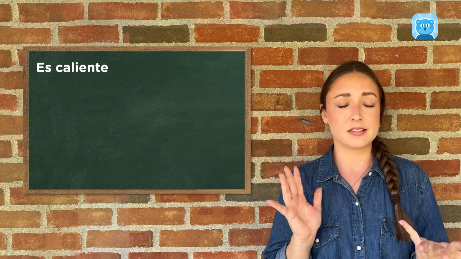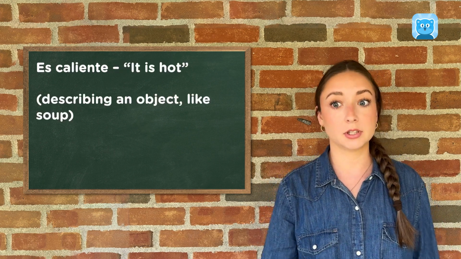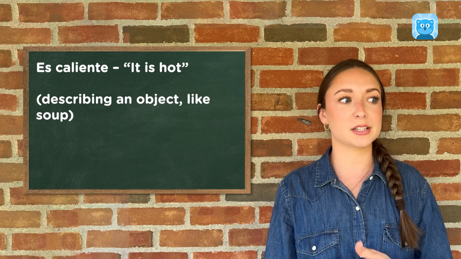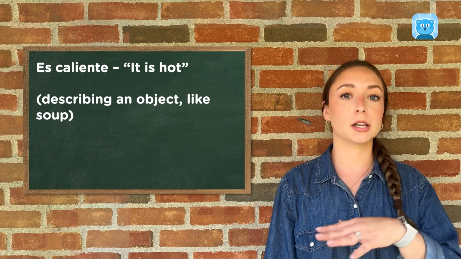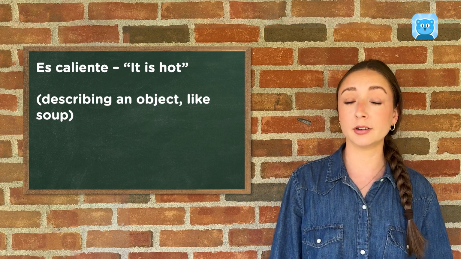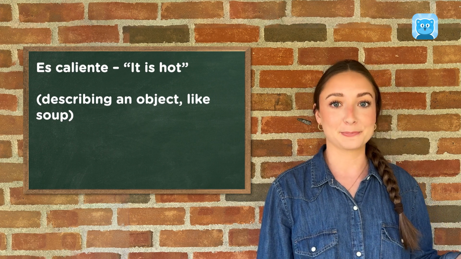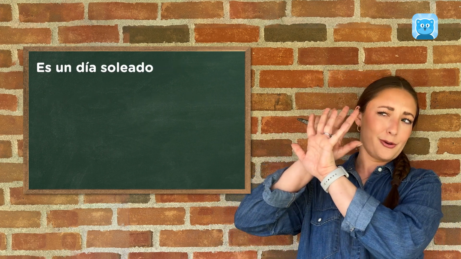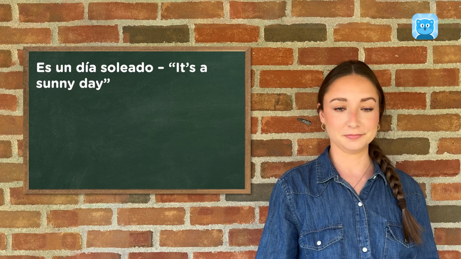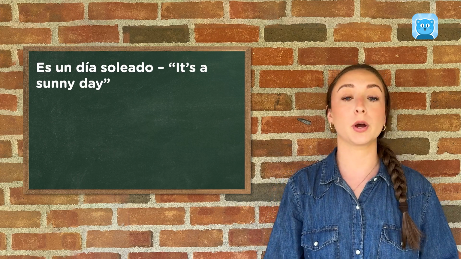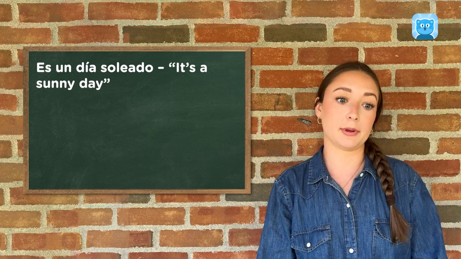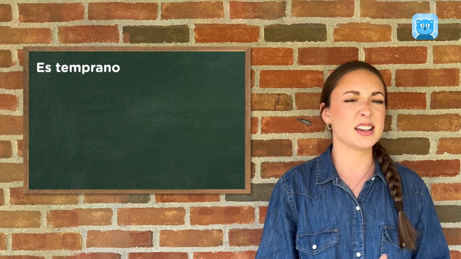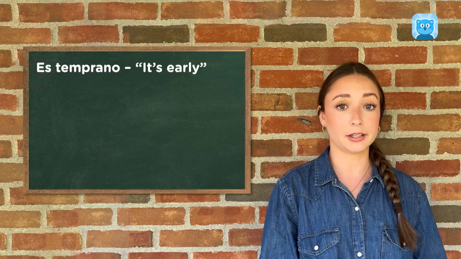Es caliente, it's hot, describing something you would typically expect to be hot, like soup. Most of the time, we're not expecting soup to come out to us cold, so you would say es caliente. Es un día soleado. It's a sunny day. Here, I'm not describing what the weather is doing, I'm just describing how it is. Next one, es temprano. It's early. Es tarde. It's late.